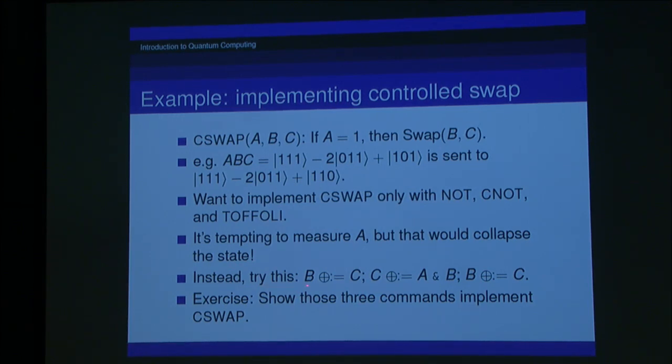Instead, try this. B plus gets C, C plus gets A and B, B plus gets C. Does that do the right thing? Well, let's see. If A is 0, we want to do nothing. If A is 0, the step in the middle doesn't do anything, so we've done B plus gets C twice, and it doesn't do anything. That's good. If A is a 1, we've done B plus gets C, C plus gets B, B plus gets C, and that accomplishes a swap. So that's good.